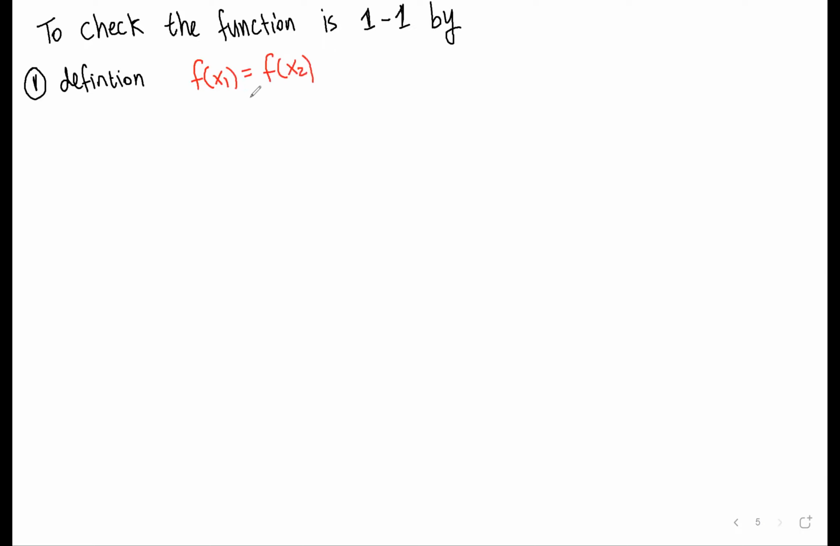Now we have to do some processes here to check if x1 equals x2. So if this holds, then x1 equals x2. So I have to check that x1 is equal to x2. I'm going to show that by the example. The second thing is to check whether the function is 1-to-1 by using the horizontal line test.